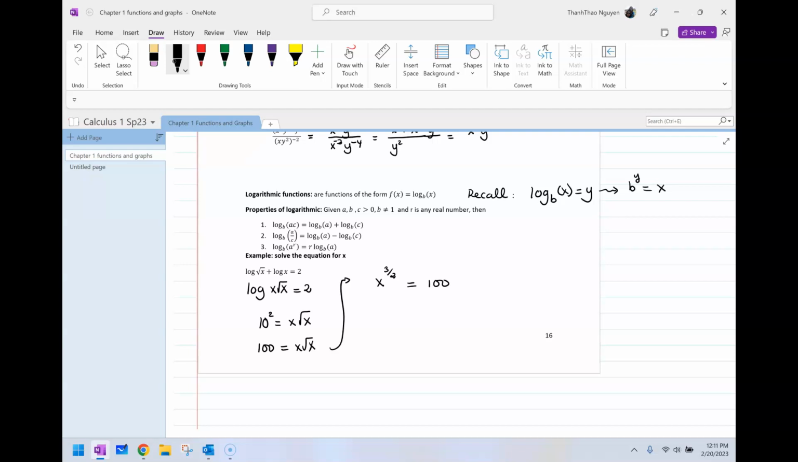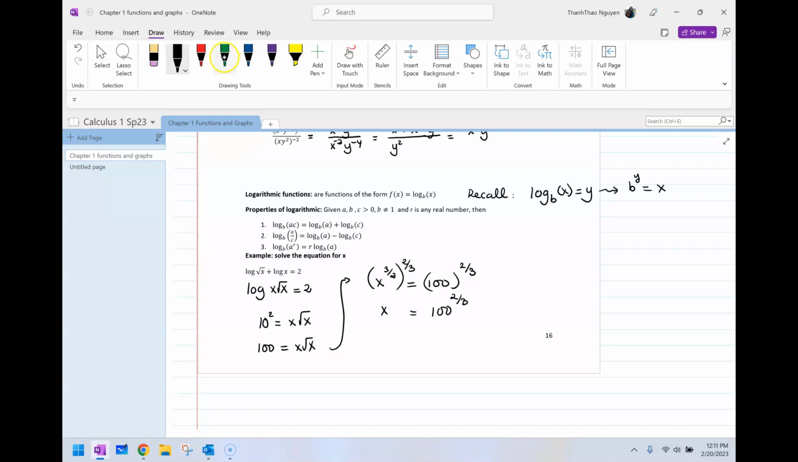I want to get rid of the 3/2. I'll take both sides to the 2/3. So x is equal to 100 to the 2/3, and whatever that is.